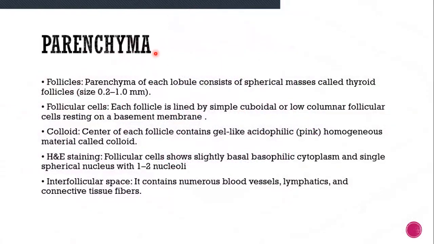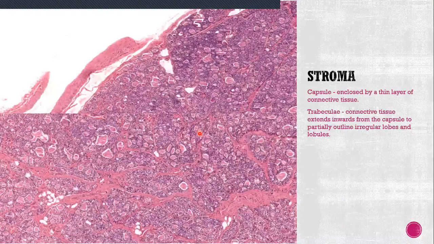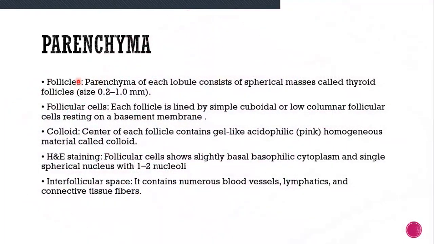Now the parenchyma, within those lobules, let's go back. Within these lobules, you can see these spherical structures. Those spherical structures are your thyroid follicles. The parenchyma of each lobule consists of spherical masses called thyroid follicles, which measure about 0.2 to 1 millimeter.